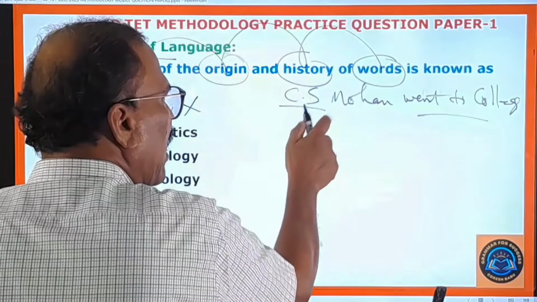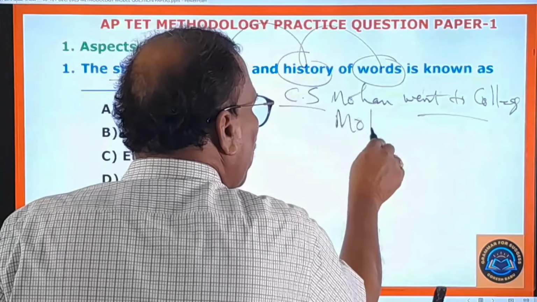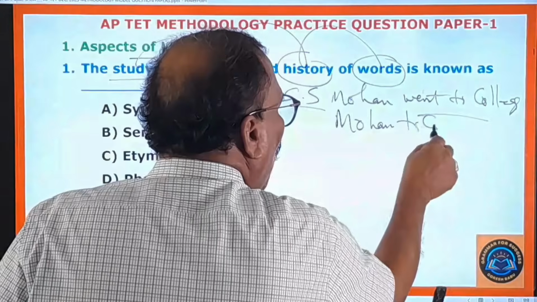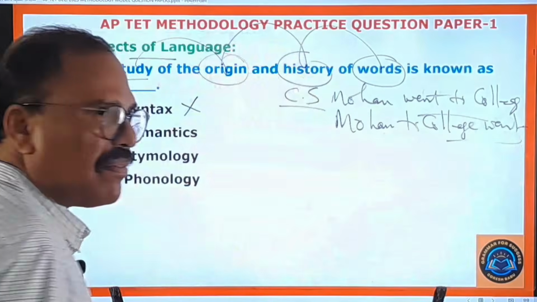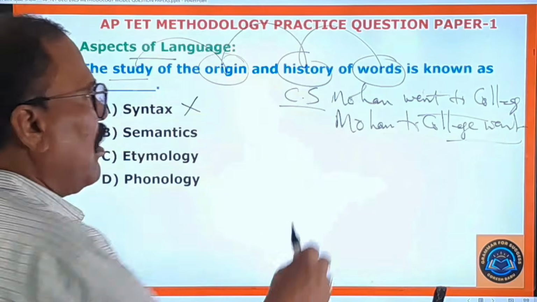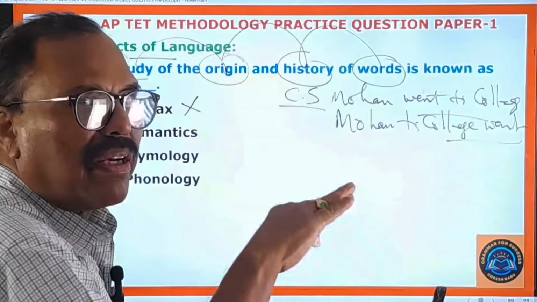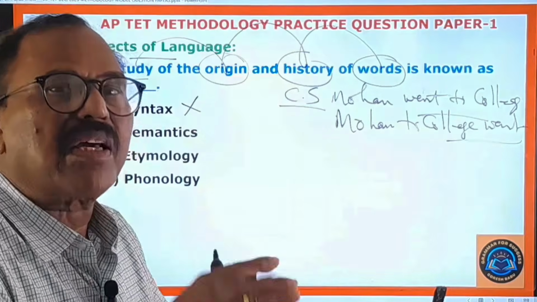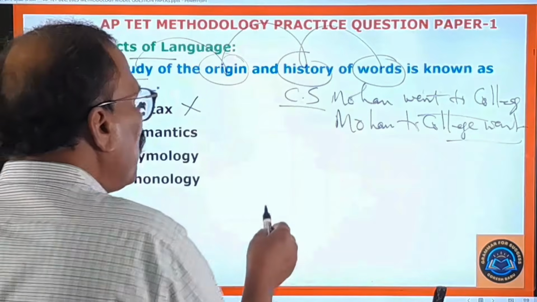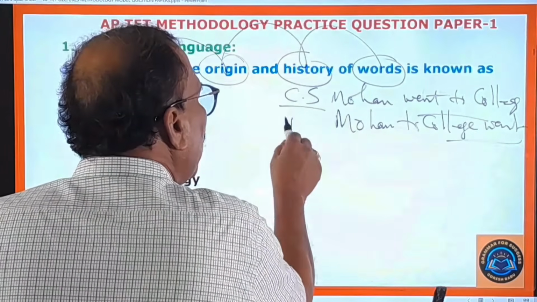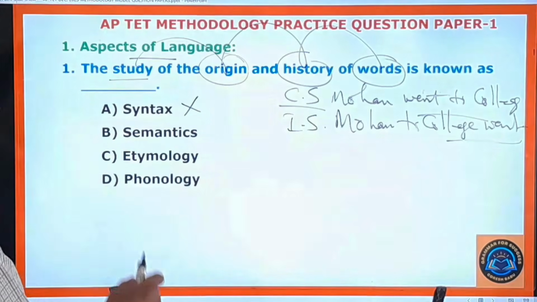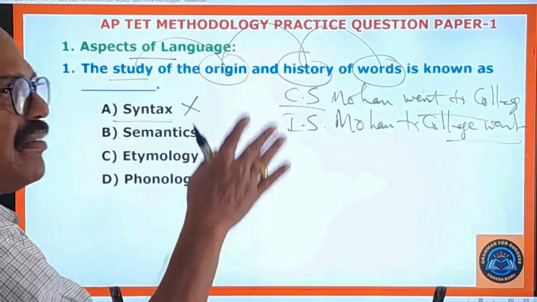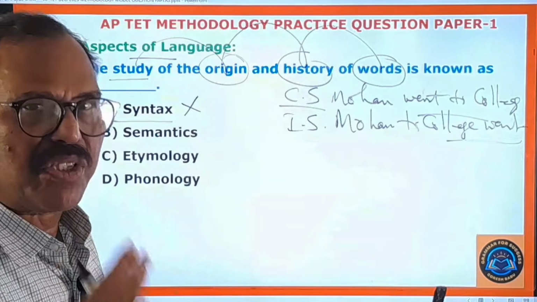This has correct syntax. And if I say like this, what happens? You see this: Mohan to college went. Is it okay? Mohan to college went? No. This sentence does not have correct sentence structure. It has no correct syntax, only incorrect syntax. So that you know very well. So that means syntax is nothing but the study of sentence structure, right?